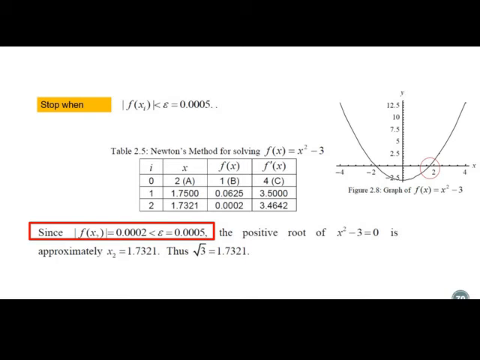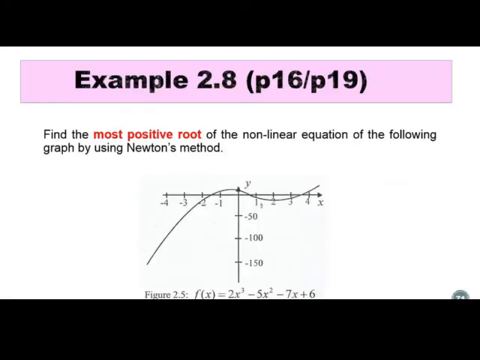Next, we will go to the second example for Newton-Raphson. In this example, the question asks you to find the most positive root of the nonlinear equation of the following graph using Newton's method. If you can see here, there are several intersections at the x-axis. We have this at 0, then 1, 2, and this is the third intersection, so we have 1, 2, 3.